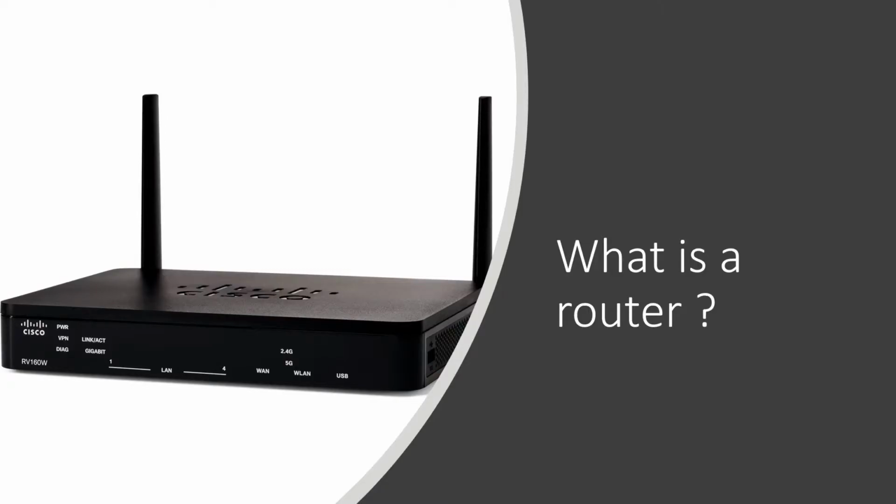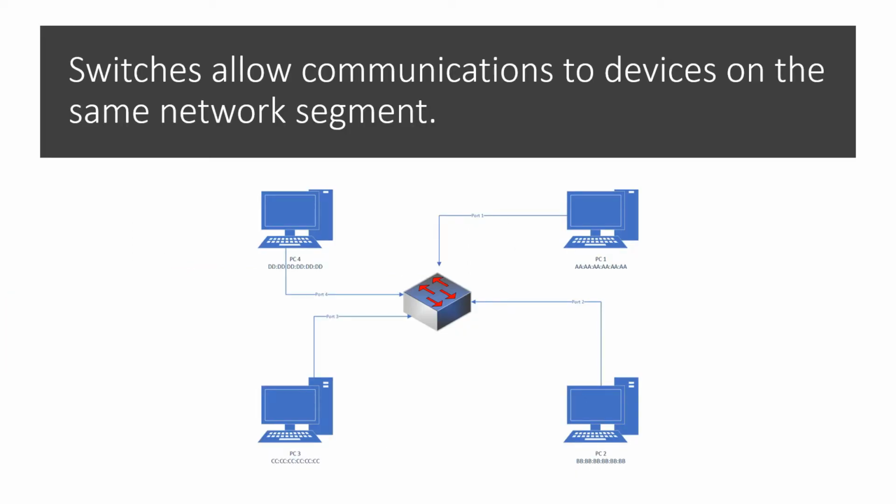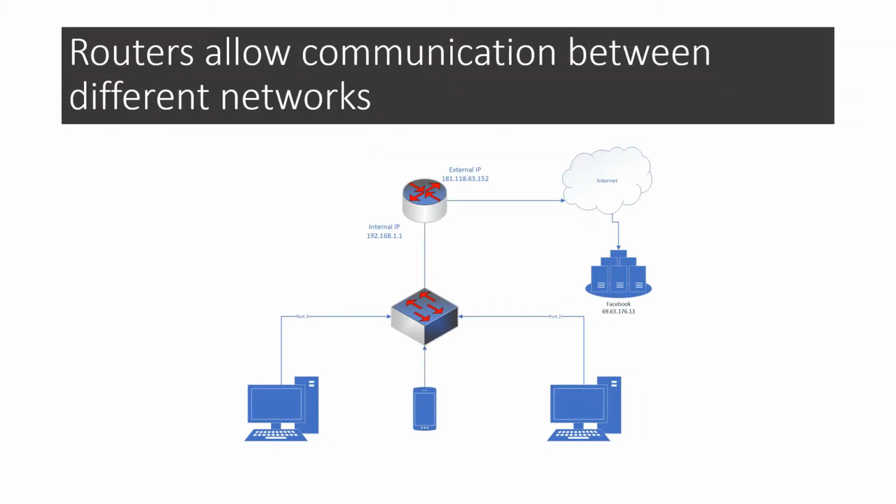In this video, we're going to take a look at what is a router. So in our previous video, we learned that switches allow communications to devices on the same network segment. Routers, on the other hand, allow communication between different networks. A typical example of this would be our home network connection to the internet.